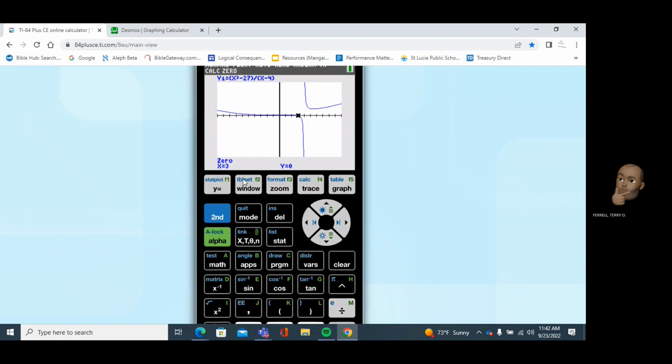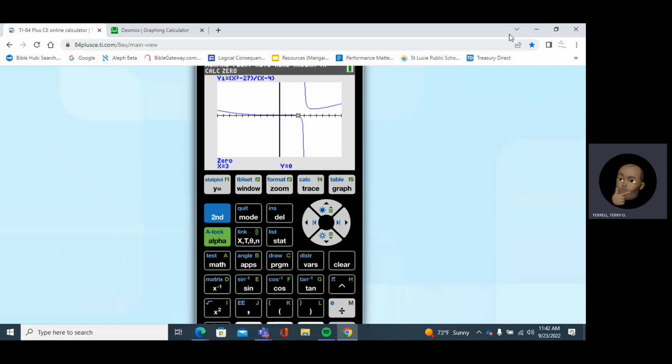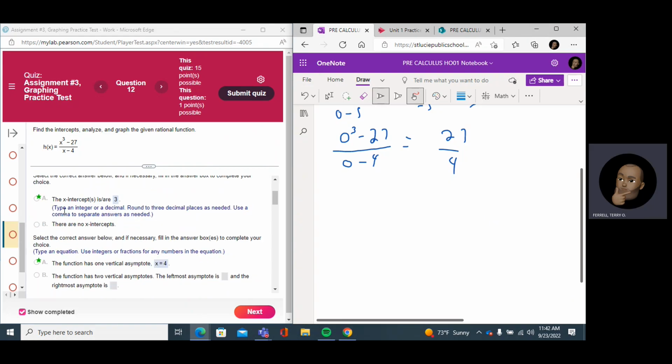Voila. My solution or 0 is 3, which is good. I don't know if it's good or bad, but it is just 3. Let's see if I can find it. I got too many windows open here. So for this one, my x-intercept was 3.